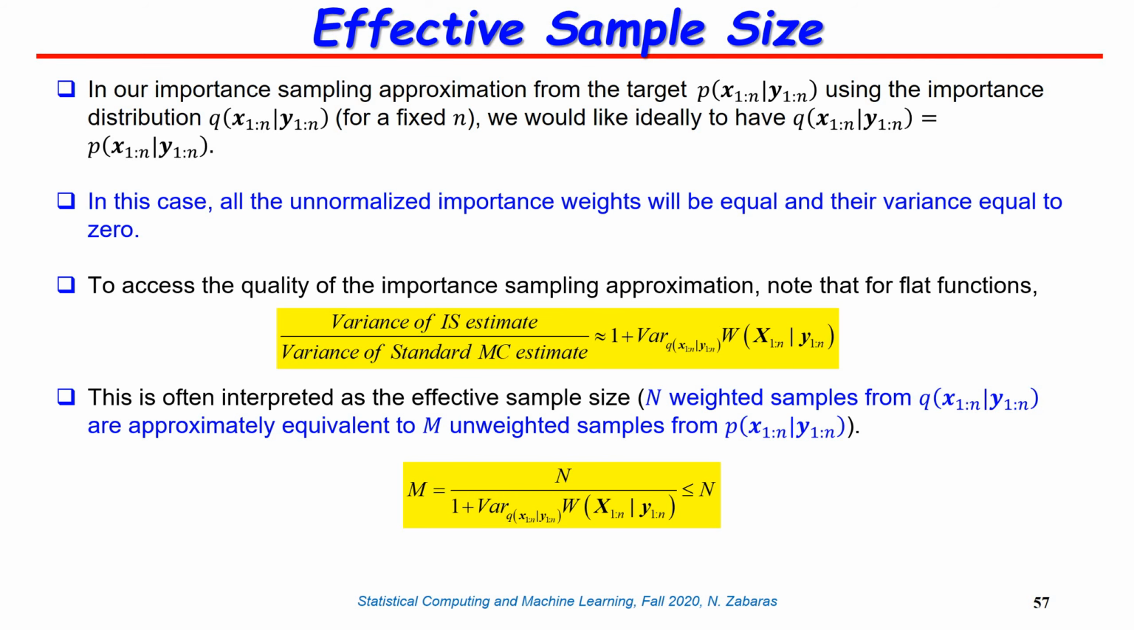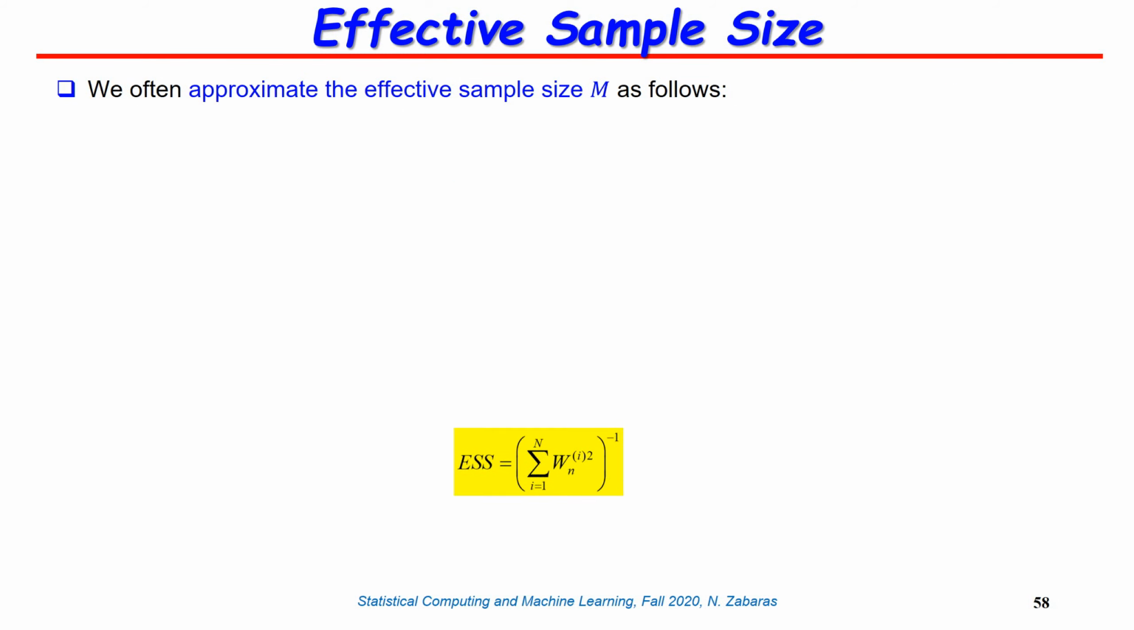There is another equation to see this effective sample size, and that equation, which is more popular in practice, is the inverse of the summation of the normalized weights squared. All right, so if you want to compute the effective sample size, it turns out to be 1 over the summation of the squares of the normalized weights.